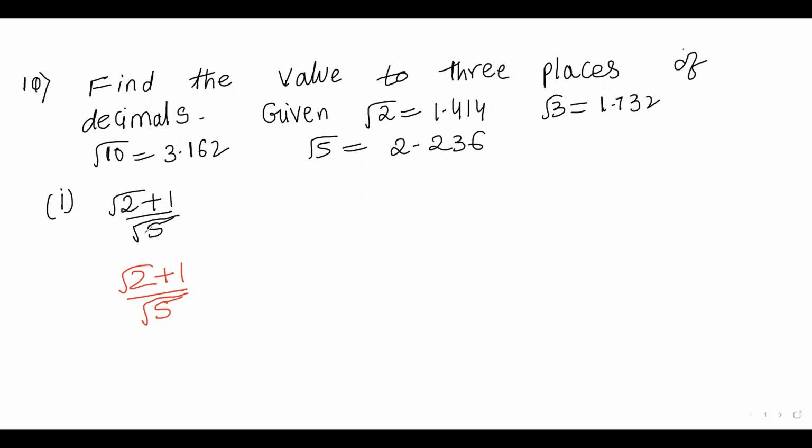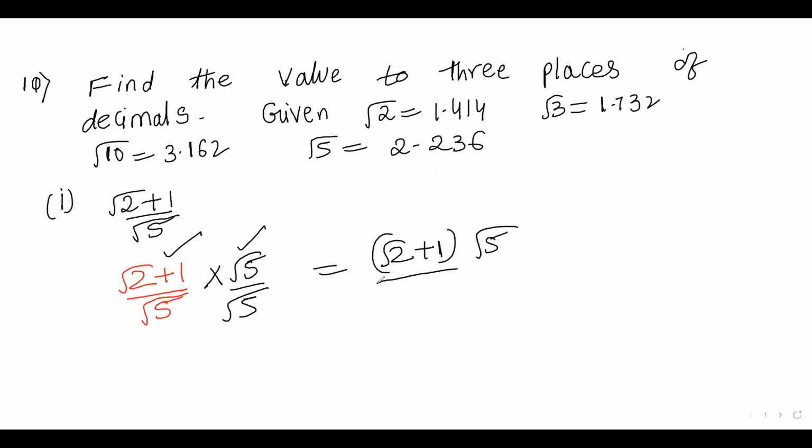Root 2 plus 1 by root 5. So the rationalizing factor will be root 5. Numerator into numerator, root 5 into root 5. Denominator into denominator is root 5 whole square.